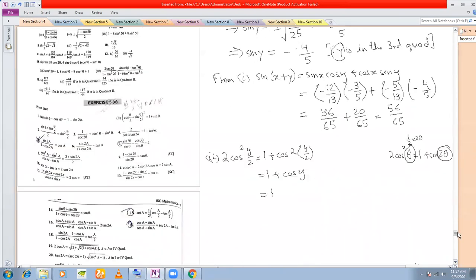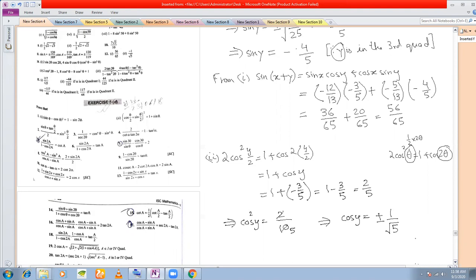3 minus 3 by 5. So 1 plus minus 3 by 5, which is 1 minus 3 by 5, which is 2 by 5. So therefore 2 cos square y is 2 by 5. Therefore cos square y is 2 by 10. This cancels. So that means you get cos y is equal to plus or minus 1 by root 5.